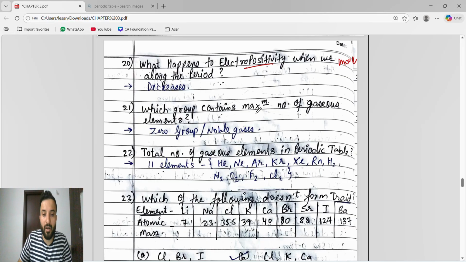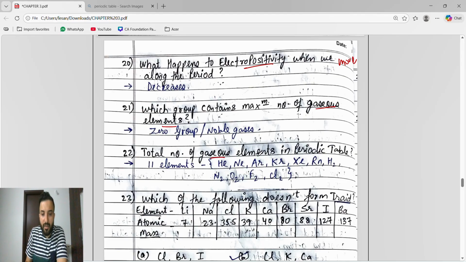Which group contains the maximum number of gaseous elements? Guys, we know which group it is. These are very easy. Noble gas, group number 18. Group 18 is also called noble gas or zero group. Zero group means we don't have any valence electron, all shells are completely filled, so that's why it is called zero group.